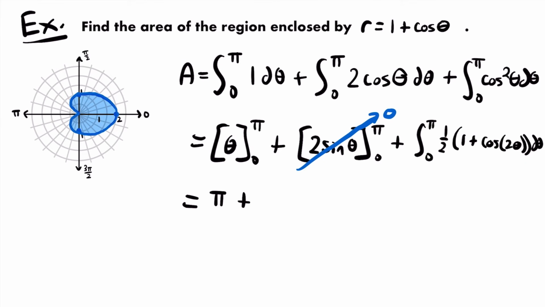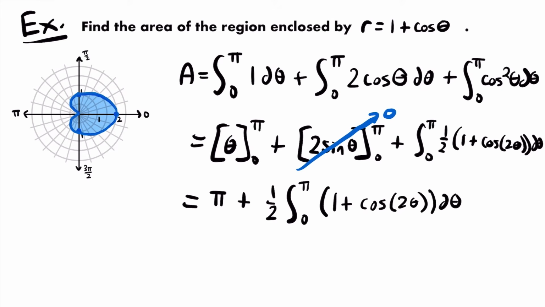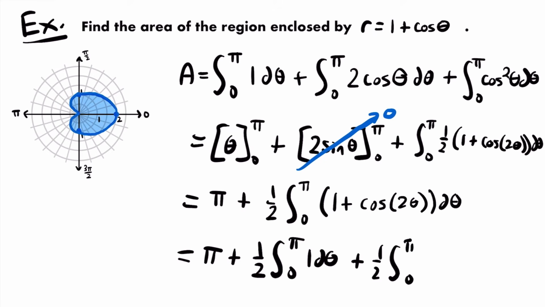And I'm going to pull this 1/2 to the outside, so we'll have 1/2 times the integral from 0 to pi of 1 plus cosine of 2 theta. All right, now in order to solve this integral, I'm going to split it up into 2 integrals, one for this term of 1 and one for this term, because once again, cosine of 2 theta is going to require using u substitution, just like we did in the previous example. So we'll have that this is equal to pi plus 1/2 times the integral from 0 to pi of 1 d theta plus 1/2 times the integral from 0 to pi of cosine of 2 theta d theta.